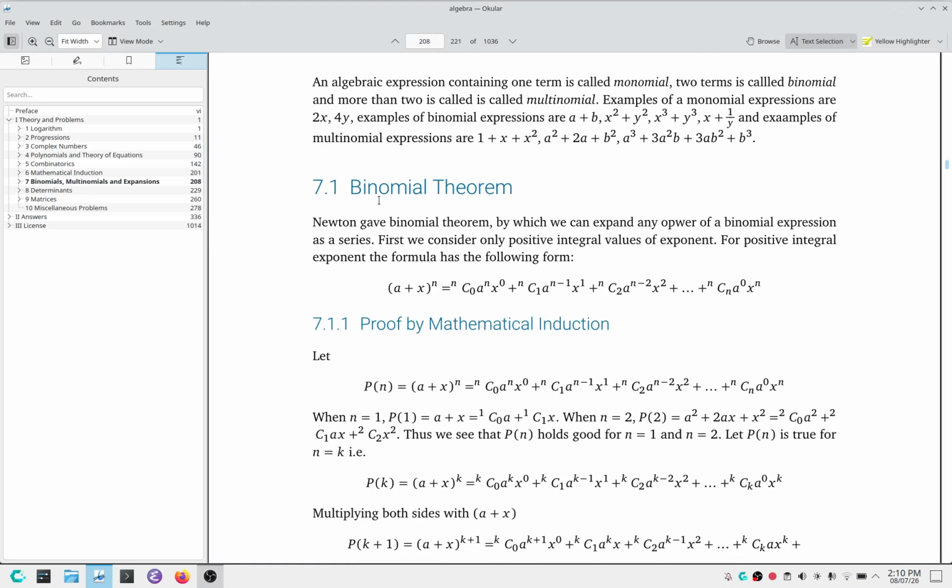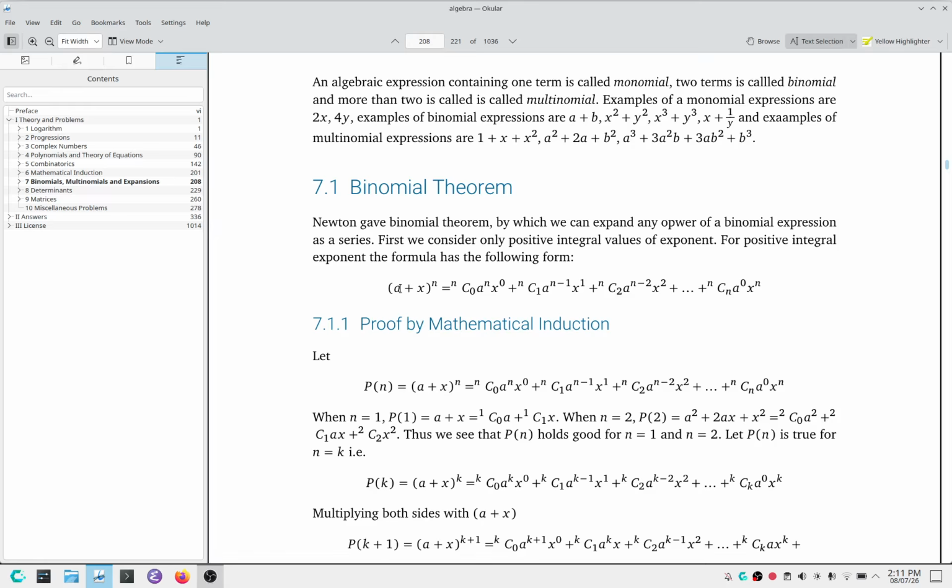Now we will touch upon the most important theorem of this chapter, that is binomial theorem. Newton gave binomial theorem by which we can expand any power of a binomial expression as a series. First, we consider only positive integral values as exponent. For positive integral exponent, the formula has the following form. As you know, we have encountered many problems where we have used binomial expansion. So after this chapter, you can go back and solve those problems if you skipped those.